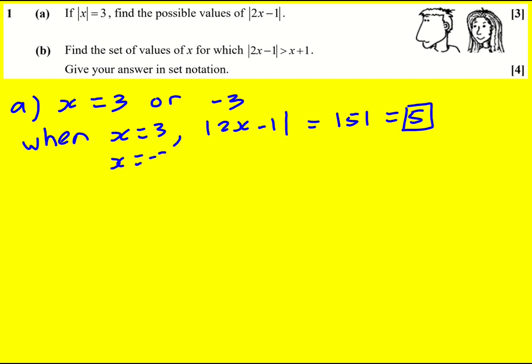And then when x is minus 3, we're going to get minus 6 minus 1, modulus of minus 7, which is then 7.